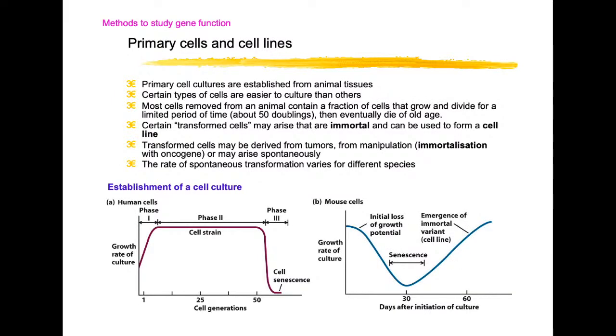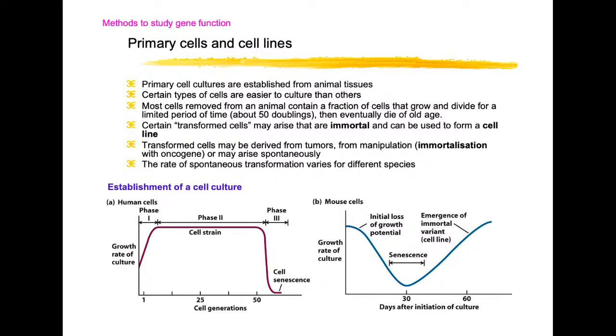So how do primary cells and cell lines work? Primary cell cultures are established from animal tissues. They have certain types of cells which are easier to culture than others. Most cells removed from an animal contain a fraction of cells that grow and divide for a limited period of time. Certain transformed cells may arise that are immortal and can be used to form a cell line. Transformed cells may be derived from tumors, from manipulations, or may arise spontaneously. The rate of spontaneous transformation varies for different species.